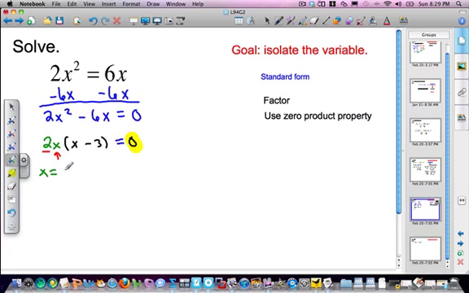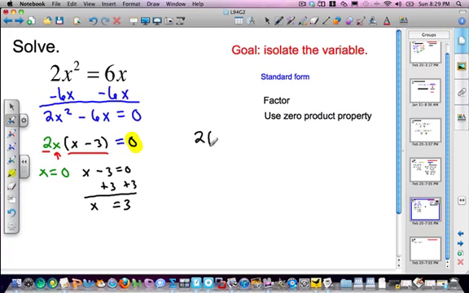X equals 0. Now the next factor that might equal 0 is x minus 3. So we need to figure out what x is for that factor to be 0. And from this statement, we can see that x would need to be a positive 3. Now let's check our work to see if we've got the correct solutions.